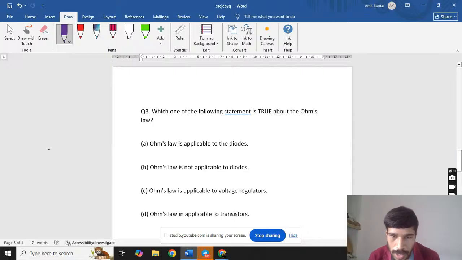Which one of the following statements is true about Ohm's law? First statement is Ohm's law is applicable to the diode. Second is Ohm's law is not applicable to diode. Third statement is Ohm's law is applicable to voltage regulator. Fourth is Ohm's law is applicable to transistor. We know that Ohm's law is only applicable for linear circuits, and we know that a diode is a non-linear circuit, so it is not applicable for diode. So this statement is true: Ohm's law is not applicable to diode.